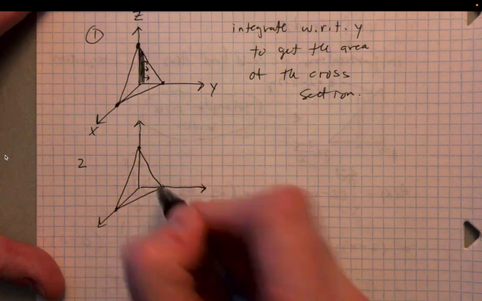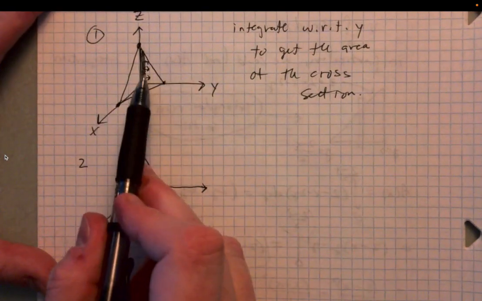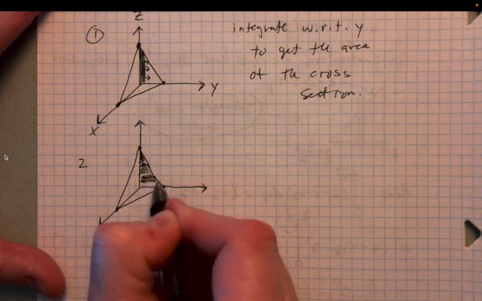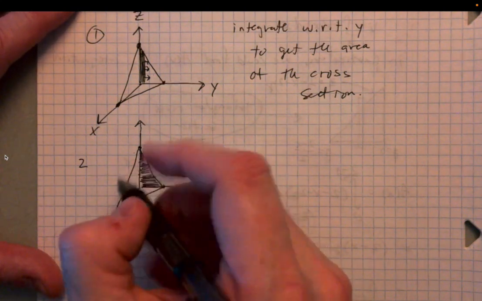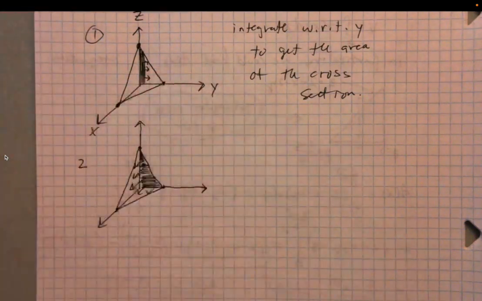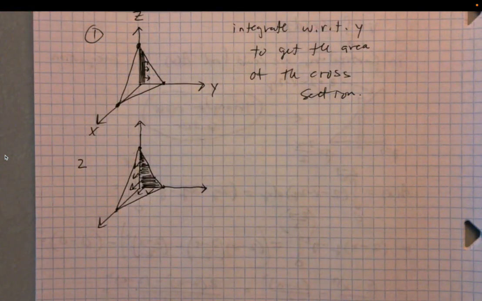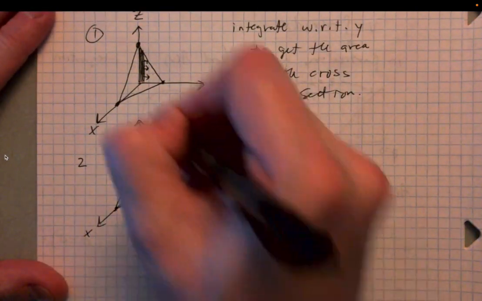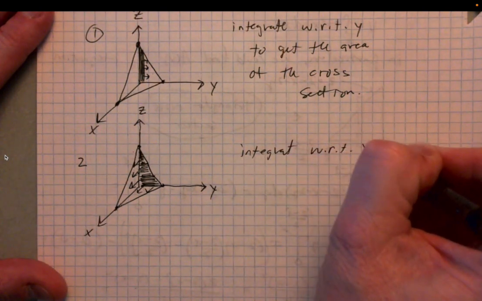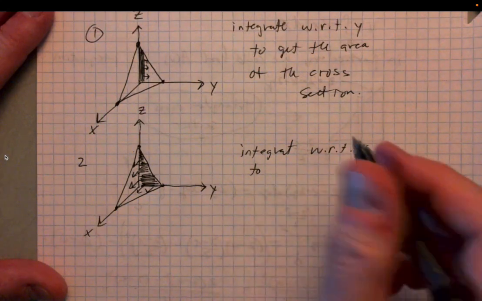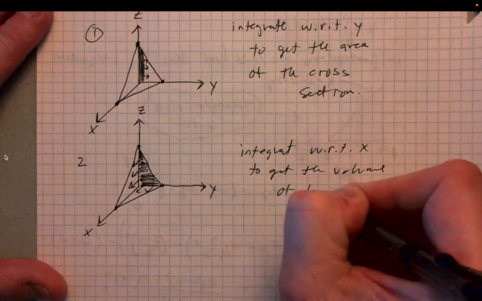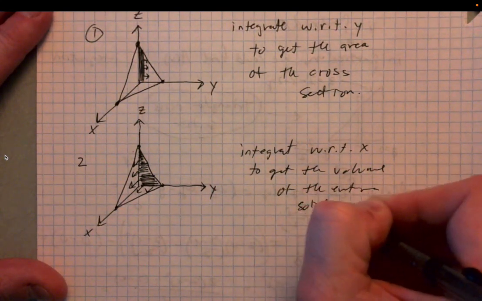So if this is my same shape, motion 1 sweeps out the area of the cross section. So I get this whole area of this back panel. You can think of this as the back panel of this guy. And then what am I going to do? Well, I'm going to sweep it forward. I'm going to sweep those cross sections forward. I'm just going to drag it forward and integrate in the other direction. So you then integrate with respect to x to get the volume of the entire solid. Okay, so that's the idea.